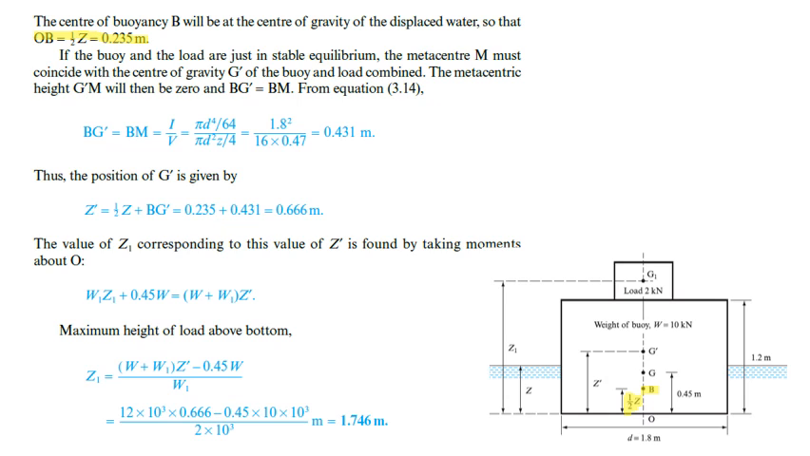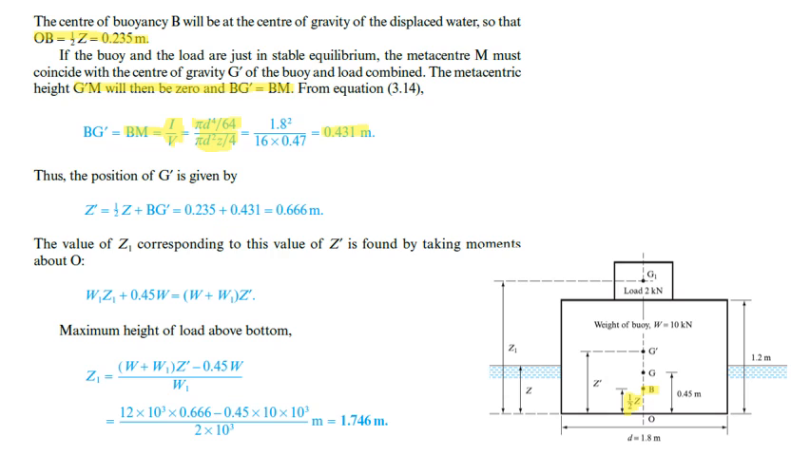Now for this object and the load to be in equilibrium, the metacenter must be coinciding with the center of gravity G dash. So in that case, the metacentric height G dash M will be 0 and the metacentric radius BM will be equal to BG dash. And as we know, metacentric radius is moment of inertia over volume displaced. So it is pi d^4 over 64 divided by pi d^2 over 4 into Z. So replacing all the values, you'll get BG dash equal to 0.431 meters.